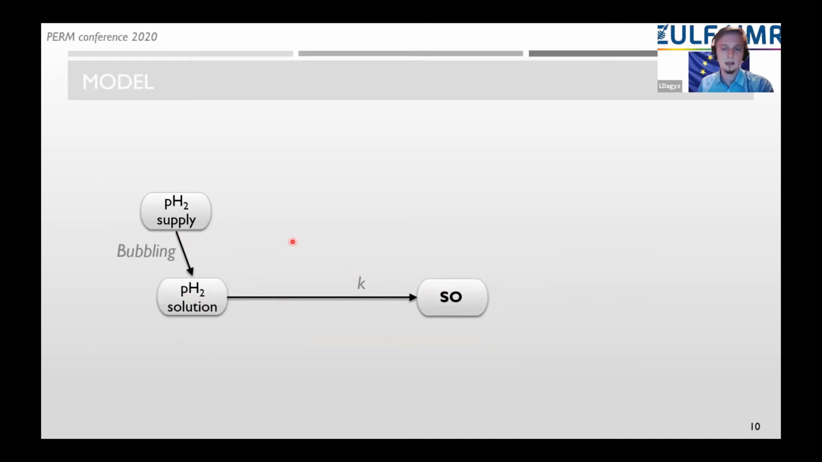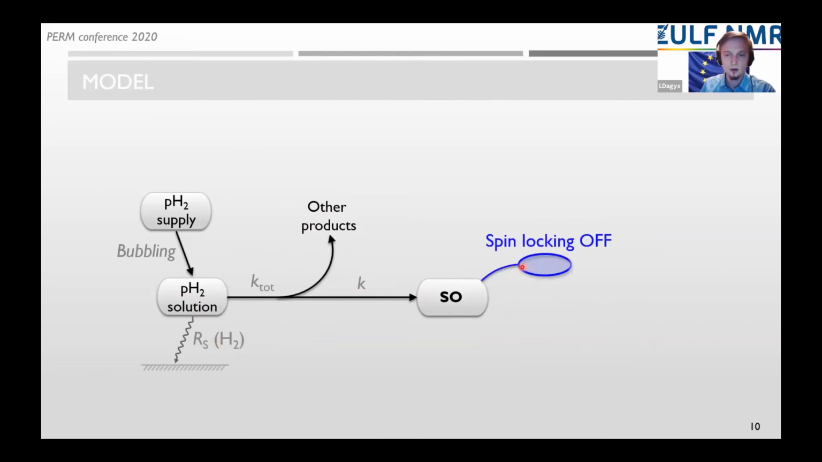Unfortunately, in this system there are lots of products forming, so this is only a fraction of that process. And the singlet order parahydrogen solution will also relax slowly with RC. And then if we don't apply any spin locking, we have 2/3 of the singlet order here, and these two will decay with their relative relaxation rates.